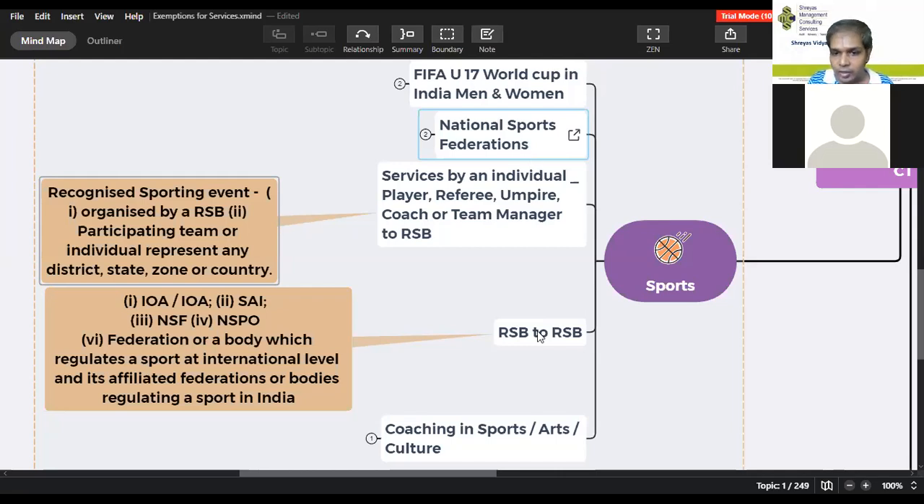Okay. Next one, recognized sports body to recognized sports body is exempt. BCCI providing services to ICC, International Cricket Council, and vice versa is exempt. If they get some money, it's exempt. That's all. So I think now we have made it clear. Two parts of exemptions are there. One part is for the organizer and another part is for the persons who are playing. Both we have seen in this regard.